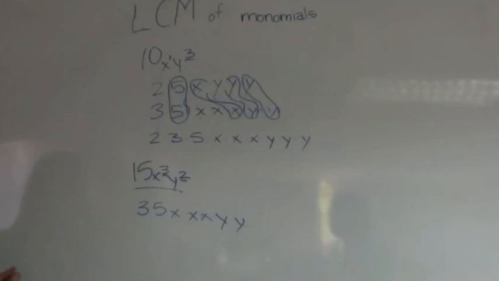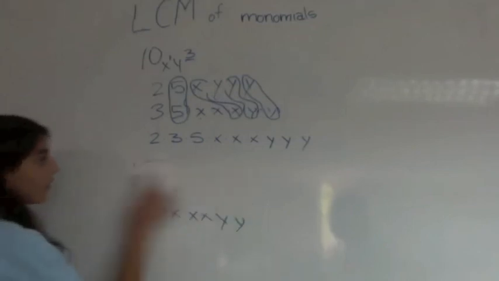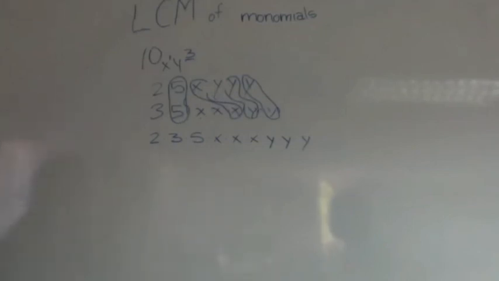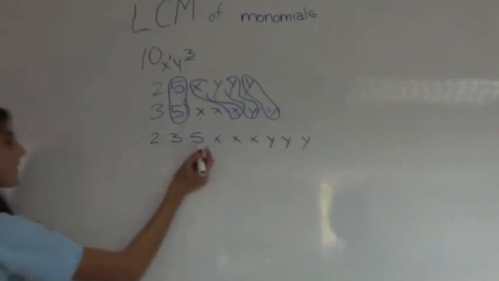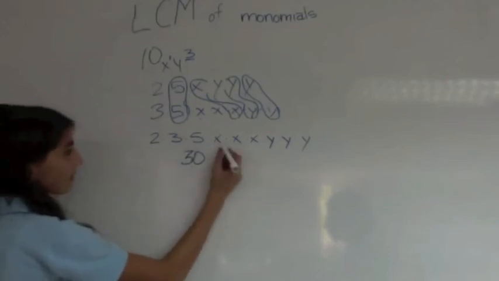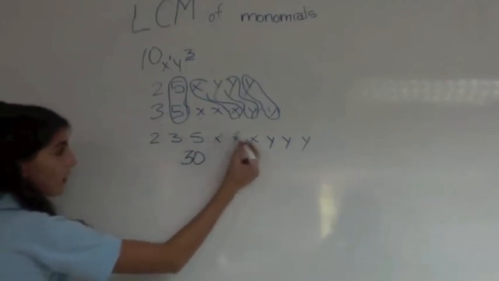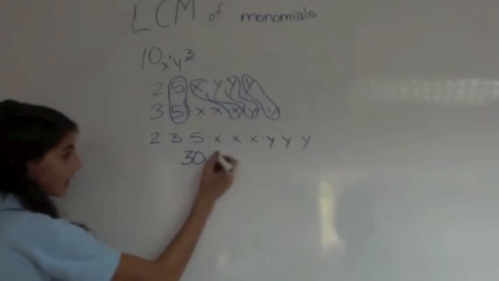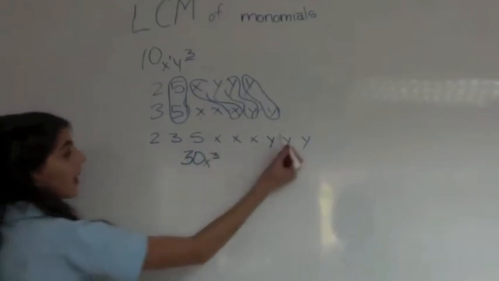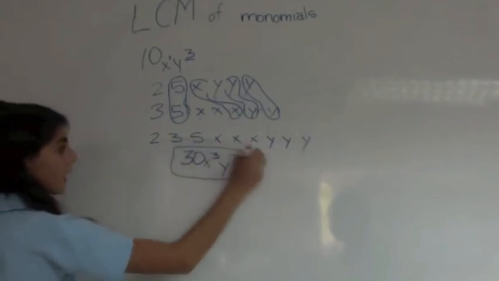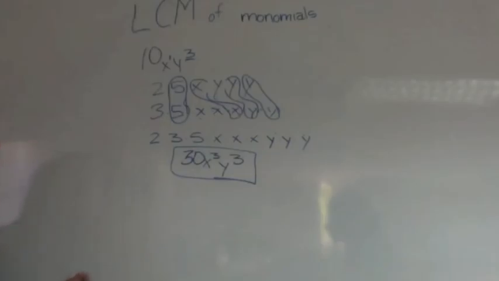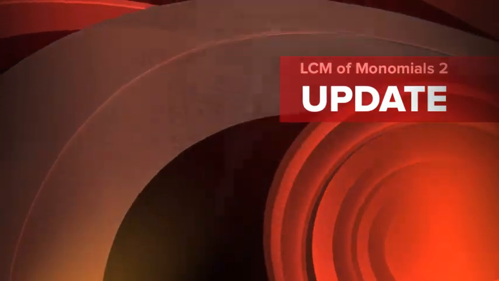So then we would have to simplify this great equation and actually figure it out. So 2 times 3 is 6, times 5 is 30, and then we have to figure out the variables. X 1, 2, 3 times, so we could say x to the 3rd power, or x cubed, and y 1, 2, 3 times. So 30x cubed y cubed is the least common multiple of these 2 monomials. Congratulations, you have learned this step. Yay!